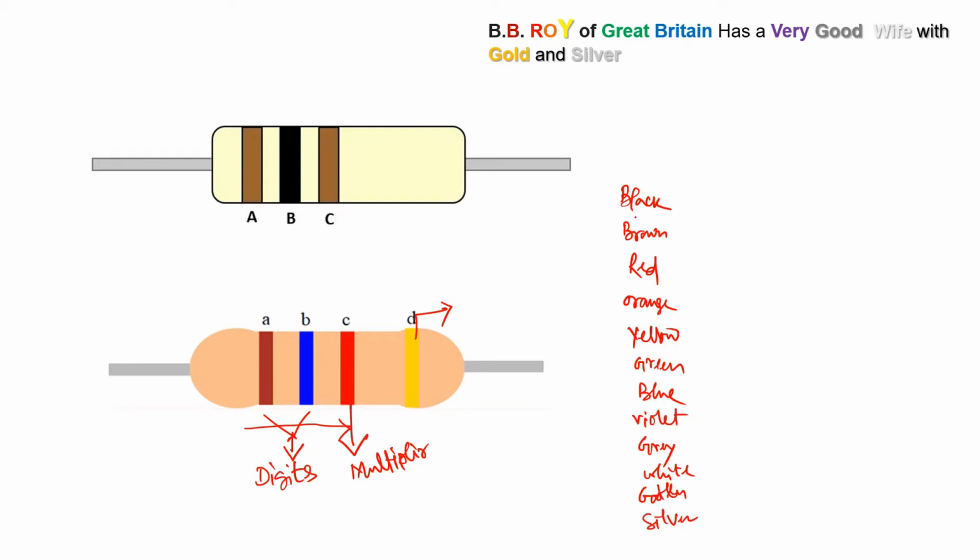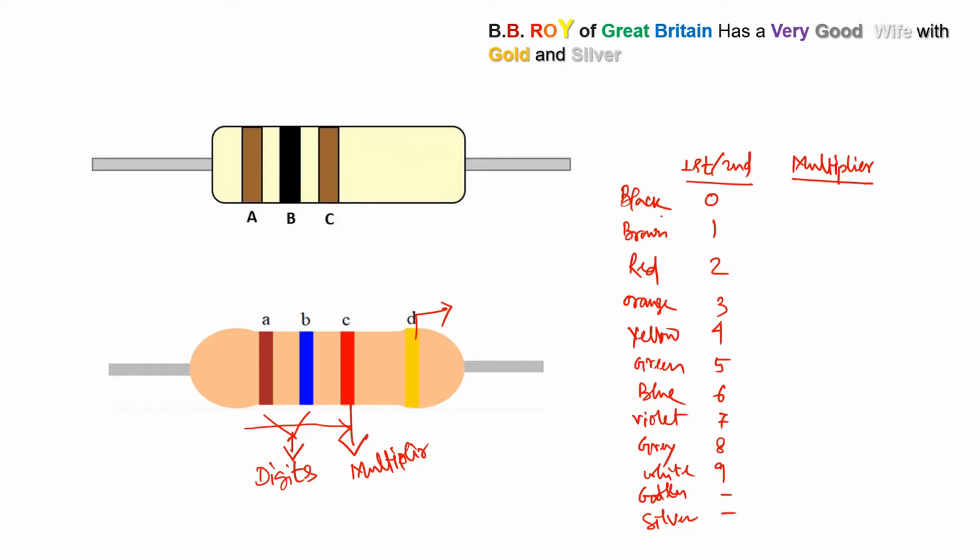So depending upon the position of these colors, either if they are in the first position or in the second position or in the third position, there are specific values being assigned for these colors. For black, if they are kept in the first or second position, the corresponding value is 0. For brown it's 1, and so on, till white. For gold and silver it's not assigned.